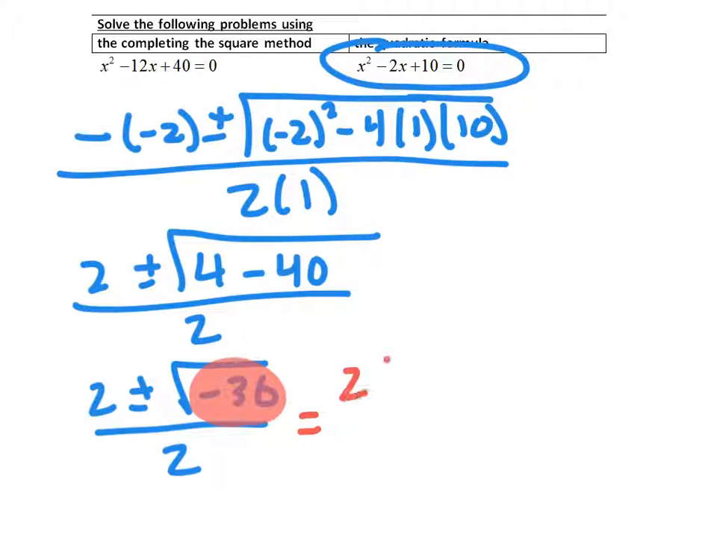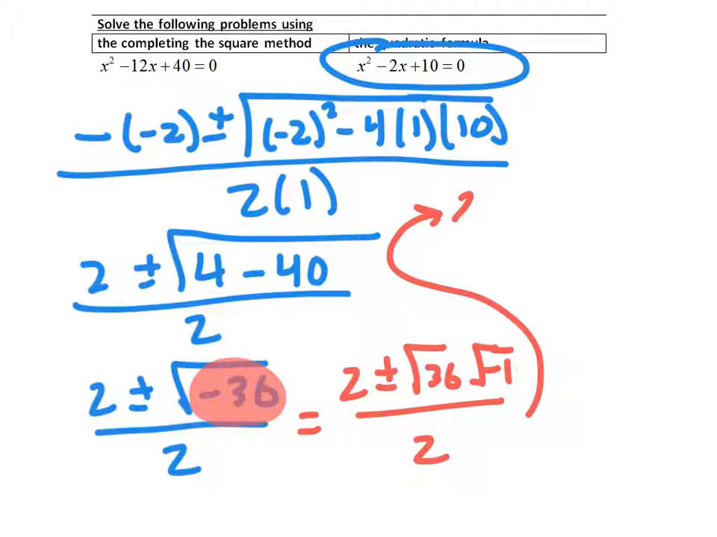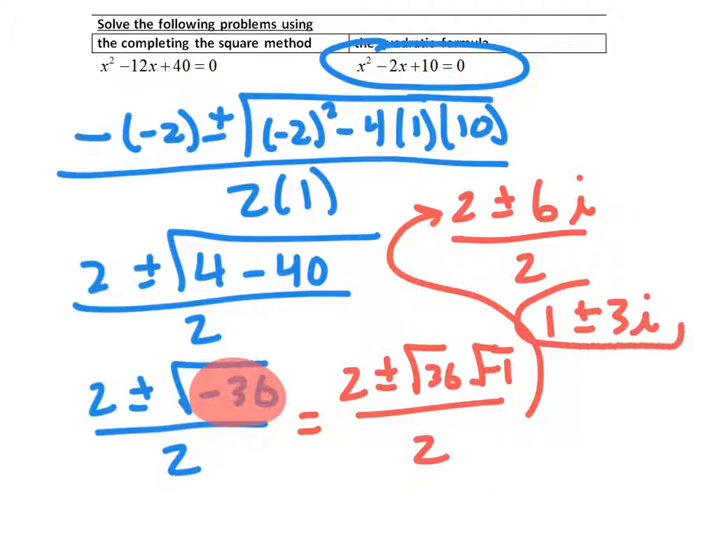This would become 2 plus or minus the square root of 36 times the square root of negative 1, over 2. 2 plus or minus 6i over 2. And then when I divide 2 into 2, I get 1, and when I divide 2 into 6i, I get 3i. And there is my set of solutions. i is kind of a cool thing, to be honest with you. Once you get used to it, it's not that scary an item. So this will help you out.